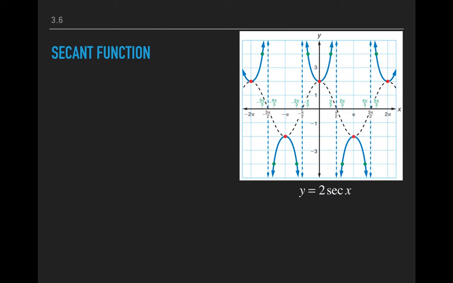And that leaves the secant function. Now, the one that we are going to look at has been modified a little bit. It is 2 secant x. That 2 is the amplitude. So when we get started graphing here, we're going to actually sketch the graph of 2 cosine x to take into account that change in the amplitude. So that's that black dotted line that you see through there. That is 2 cosine x.